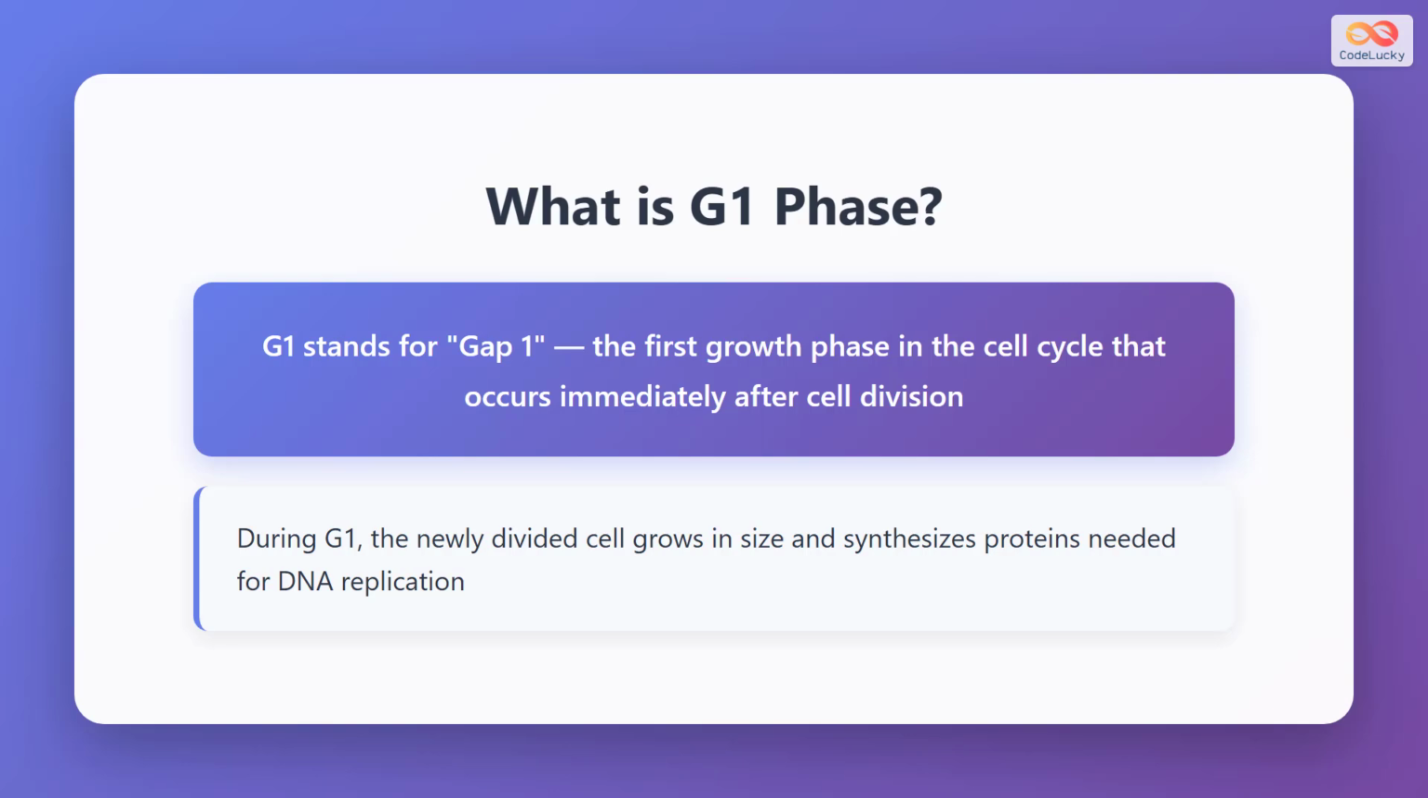So what exactly is G1 phase? The letter G stands for gap, and the number 1 indicates this is the first gap phase in the cell cycle. It occurs immediately after a cell has completed mitosis and divided into 2 daughter cells. During G1, the newly formed cell begins to grow larger and synthesizes the proteins it will need for the next phase, which is DNA replication. Think of G1 as a preparation period, where the cell gets ready for the demanding task of copying its entire genome.